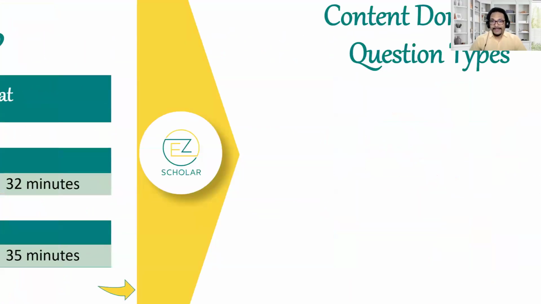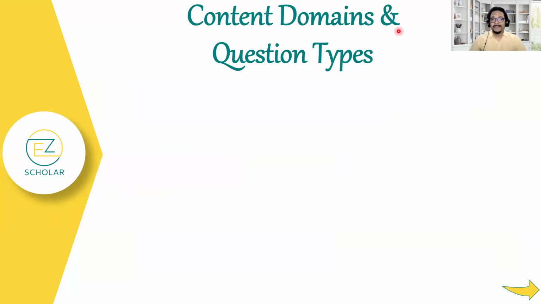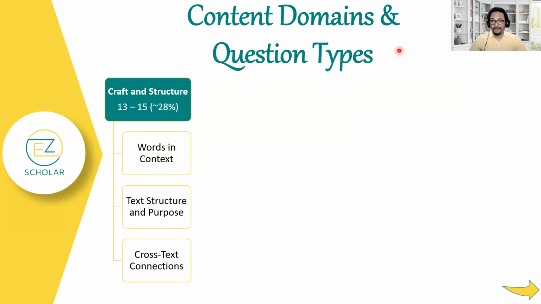All right. So let's move on and talk about what are the question types and content domains involved here. The English has four different content domains. The first is craft and structure, which has about 13 to 15 questions with a rough weightage of 28%. The question types include words in context, which test you on vocabulary, text structure and purpose, which test you on the logical progression of a text, and then cross-text connections, where you need to look at two different texts in the same question and figure out what is the relation between them.